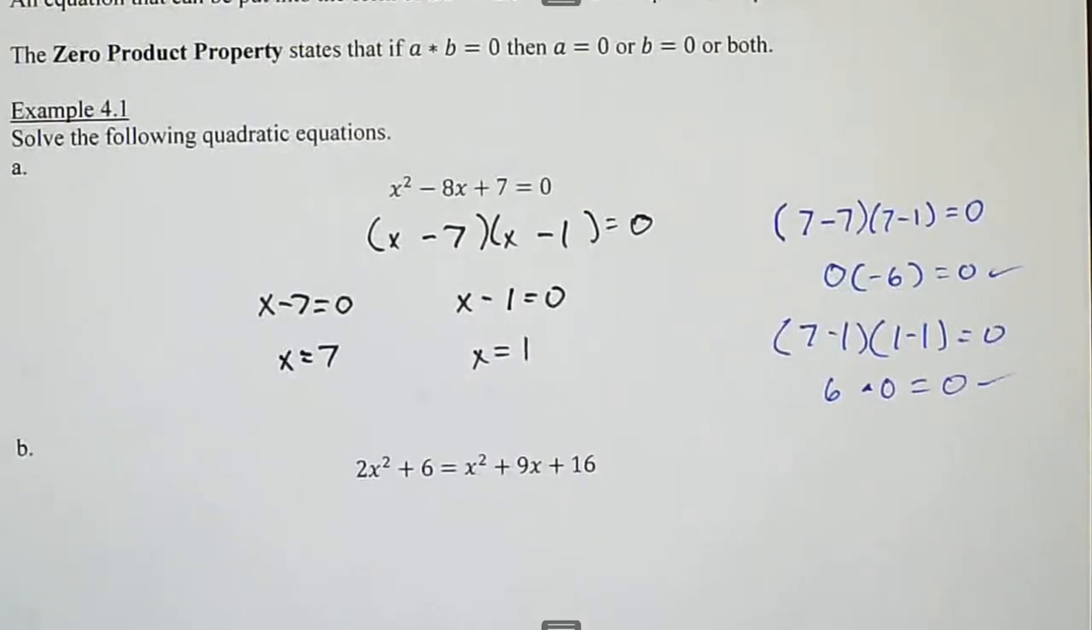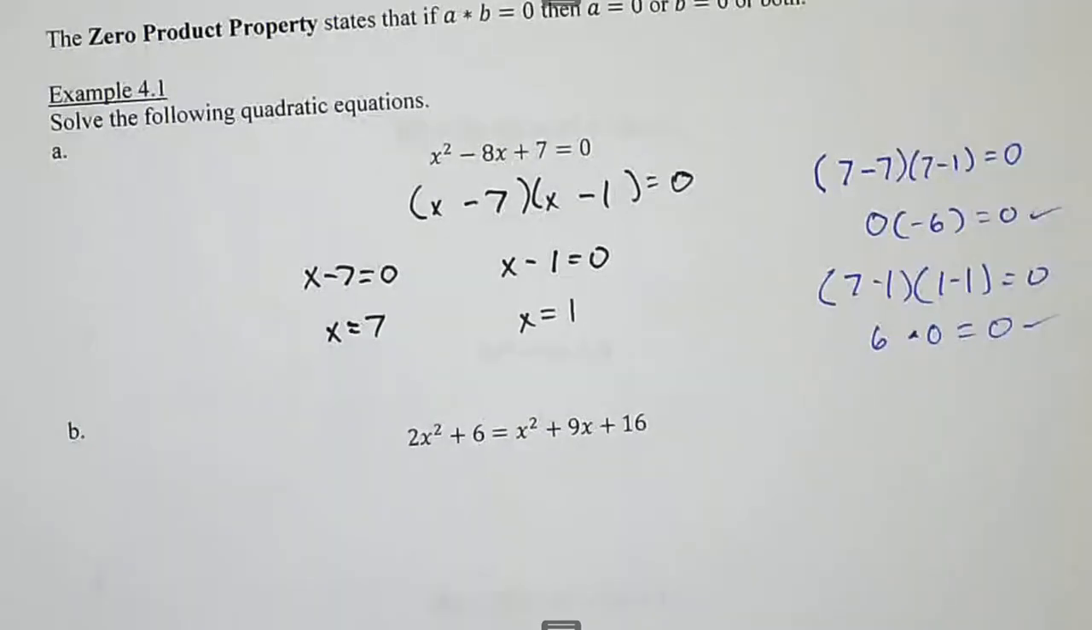Wait, how did you get, so you just, oh, never mind. You just took each parentheses and set it equal to 0. All right, let's go to the next one.